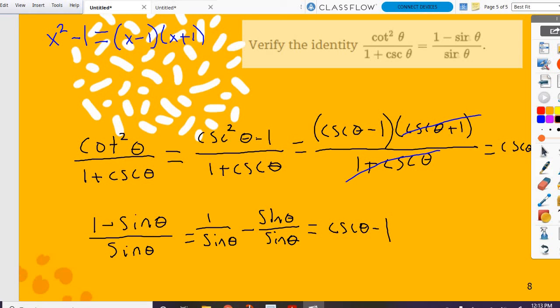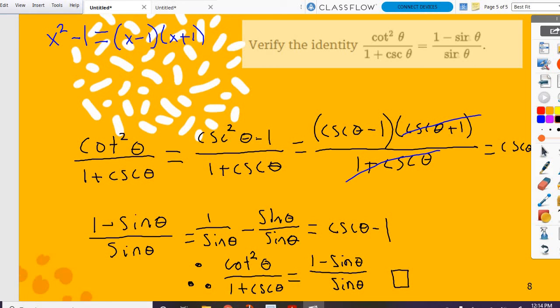Alright, so we can still write our conclusion statement. So we can say, therefore, cotangent squared of theta divided by 1 plus cosecant of theta equals 1 minus sine of theta divided by sine of theta.